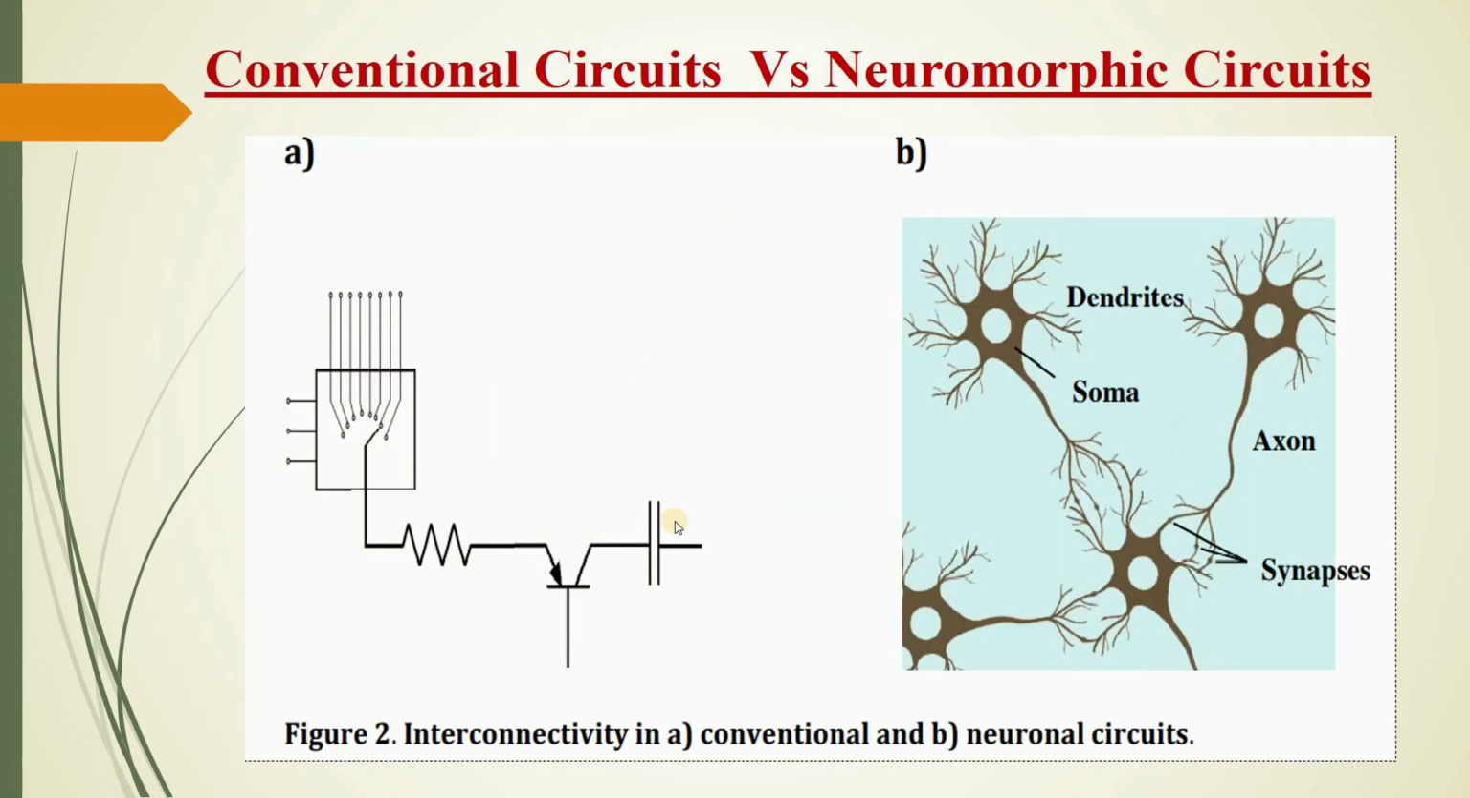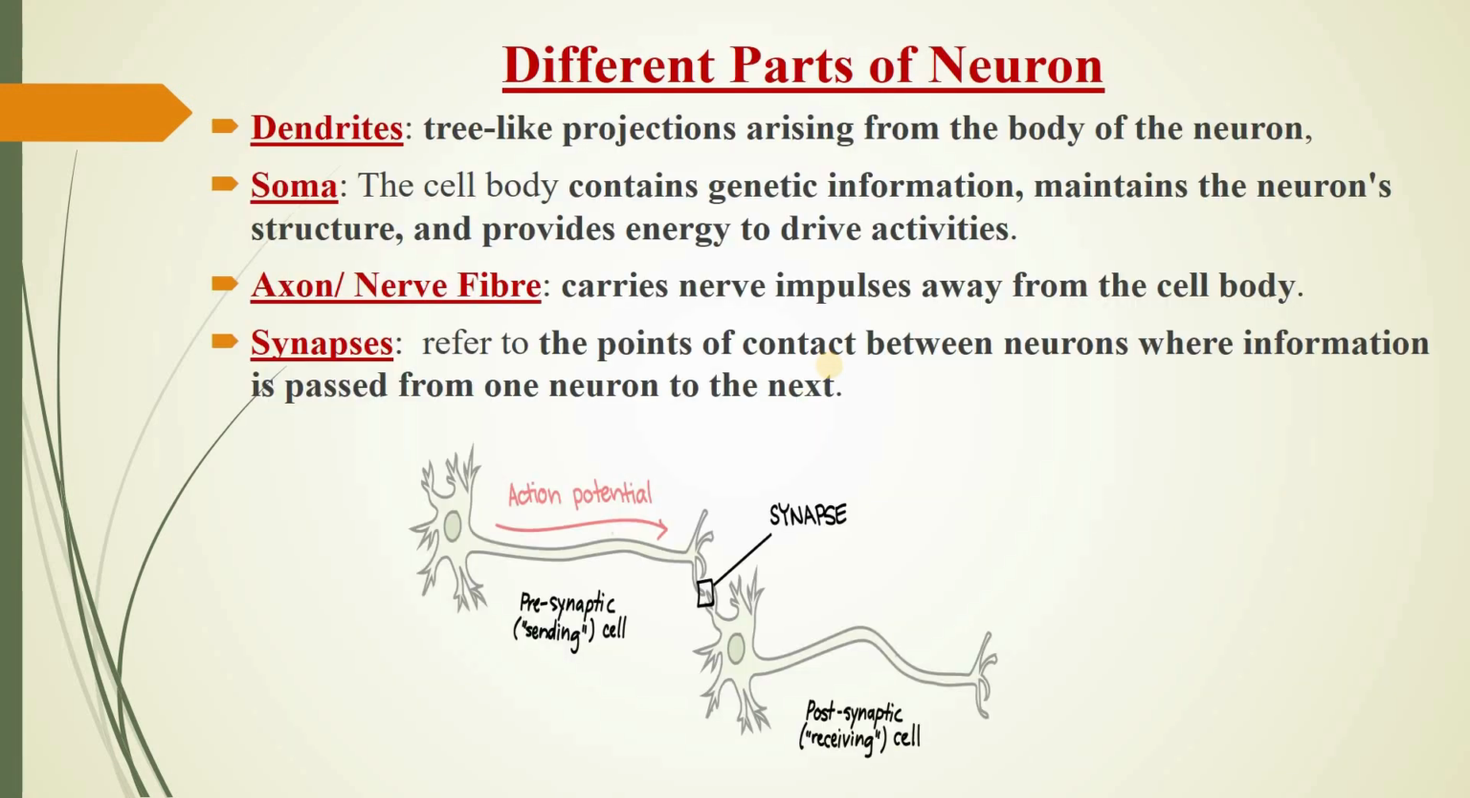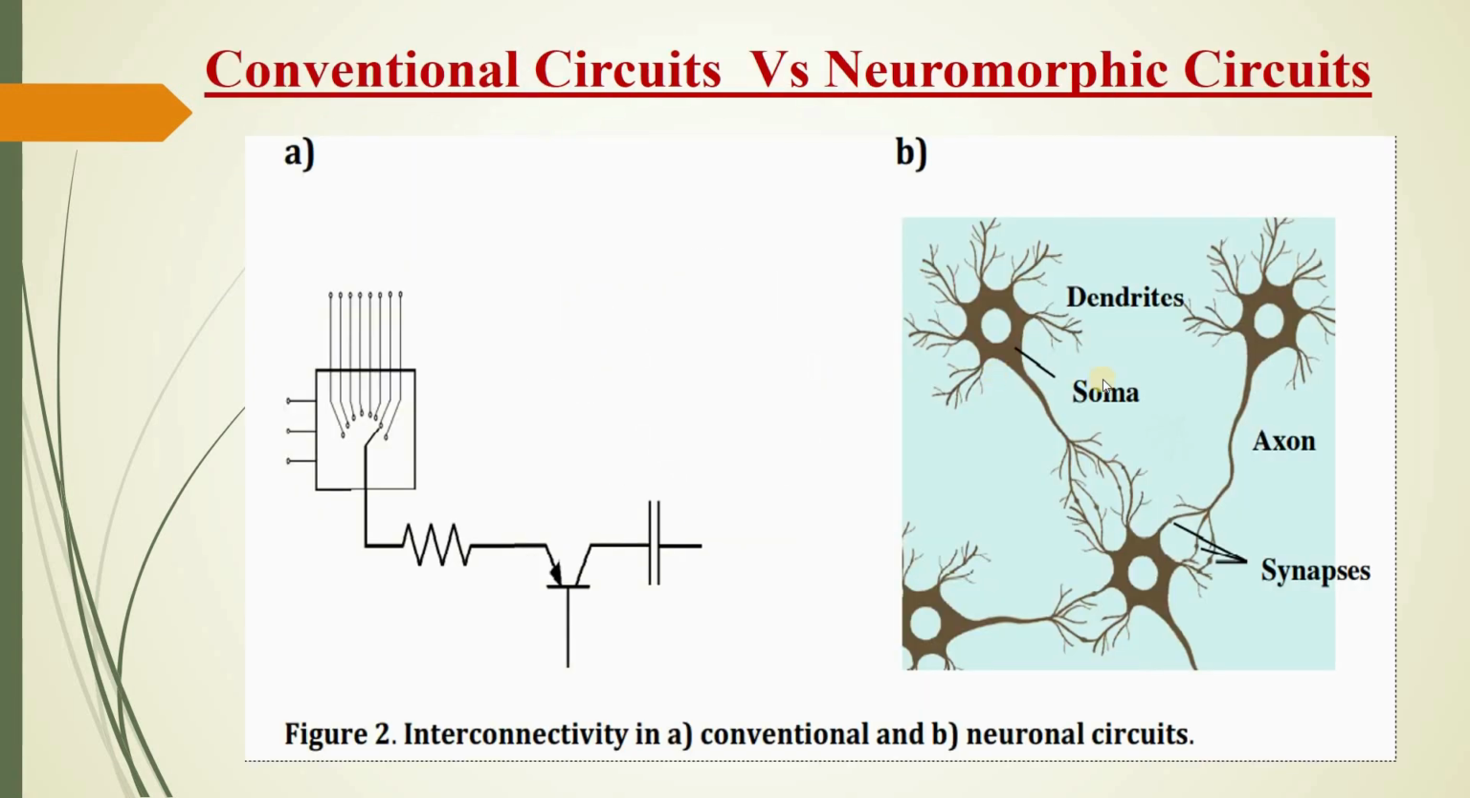Before understanding the architecture of neuromorphic computing, let's see what parts are present in the neuron. If you want to understand the neuromorphic computing concept clearly, you should be familiar with how a neuron works. What are the parts in a neuron? You should be familiar with those terms.